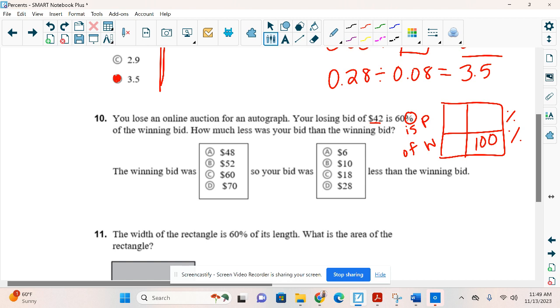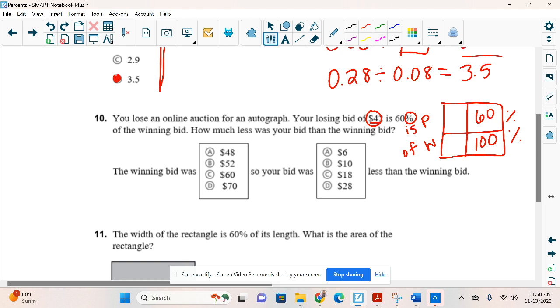Where does it got to go? In the percent box. If it has a percent sign, the only place it can go is the what? Percent box. It cannot go anywhere else except for the percent box. Okay? That's why I like it when they give me the percent, because I know exactly where it goes. 42 is kind of questionable. Is it going to go in the part or in the whole?